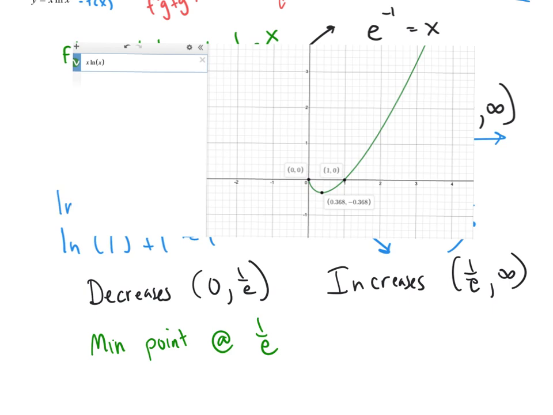So that's a little bit about the first derivative test, about making sign charts. Obviously, if you have questions, let me know, and we'll go from there.